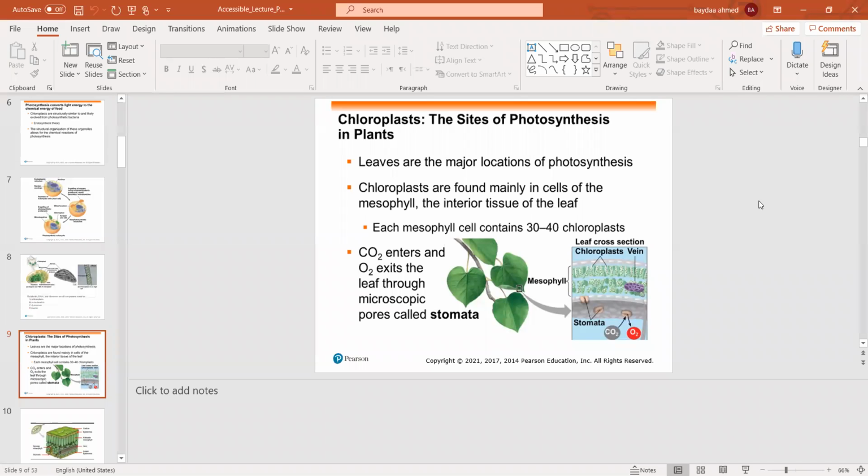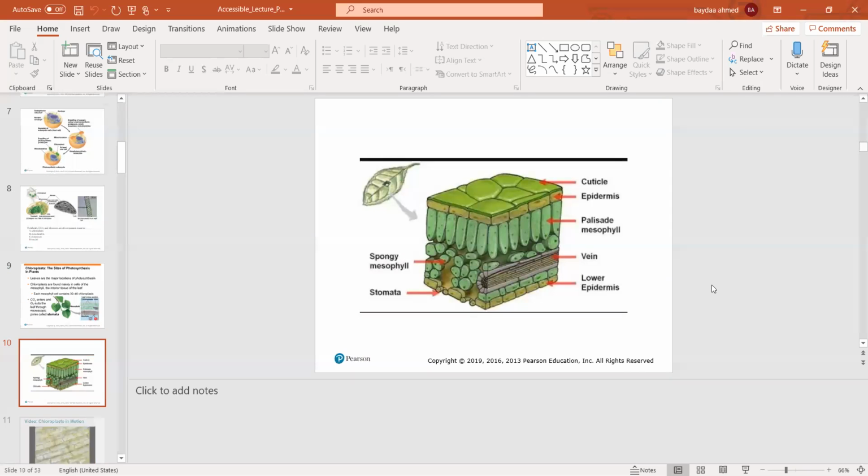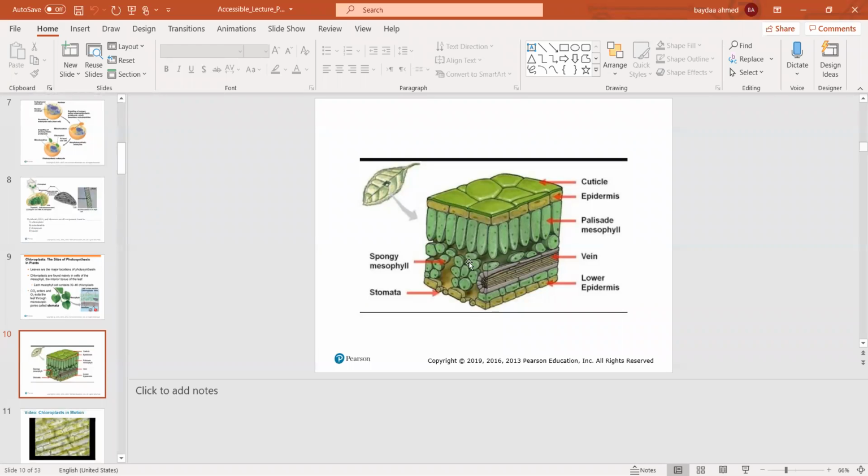All green parts of plants, including green stems and ripened fruit, have chloroplasts, but the leaves are the major site of photosynthesis in most plants. There are about 500,000 chloroplasts in a chunk of leaf. Chloroplasts are found mainly in the cells of the mesophyll, the tissue in the interior of the leaf. These are the mesophyll cells.